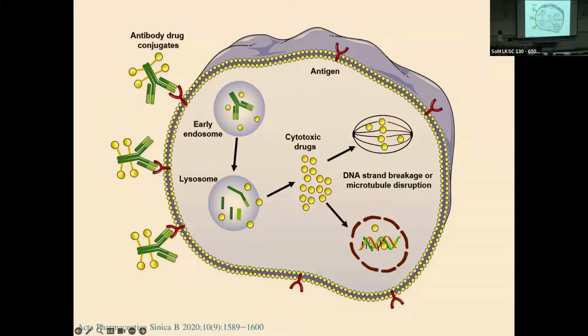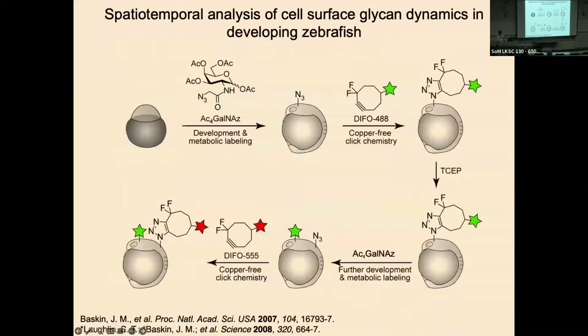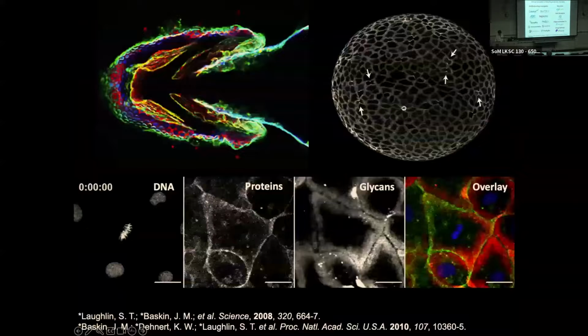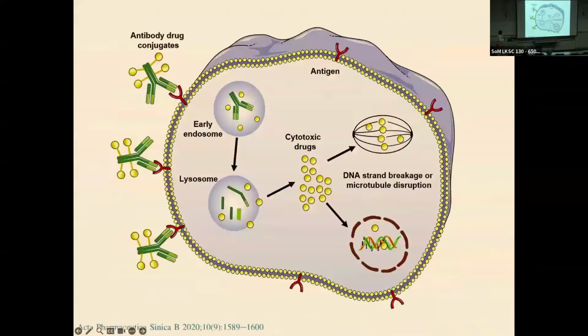They need to get internalized into, whoops, what did I just do? There was some slide change, sorry about that. They need to get internalized through the endosome-lysosome pathway, where the antibody gets degraded and the toxin gets released. And then the toxin is inside the cell, where it can damage the cell through a variety of different mechanisms that lead to programmed cell death.